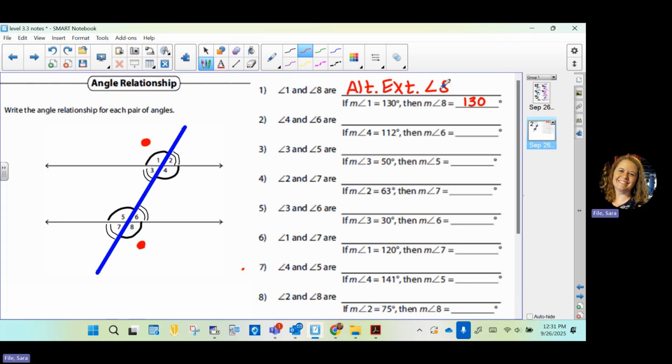Now it asks us to look at 4 and 6. Okay, so angle 4 compared to angle 6. So are those on the same side or opposite sides of the transversal? Same side. Are they interior or exterior of the parallel line? Interior. They're inside the parallel line. They're on the same side. So that's same side interior.